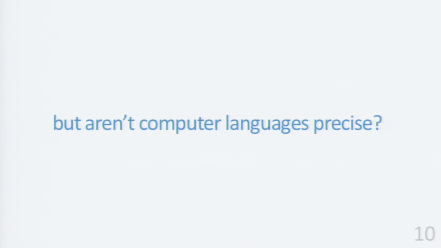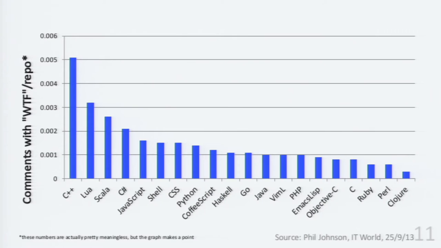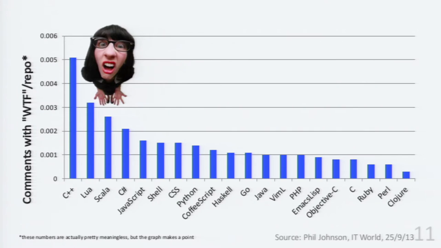Well, part of the problem here is that we have programming languages that are difficult to understand. Here are the comments with the keyword WTF in them from a survey of repos for languages. And our friend at the top there, of course, says C++. Lots of WTF questions about C++. Lua, oh boy, Scala. C#, JavaScript, and then on down. So, what's going on? What can we do? Well, let's do a little programming. A little bit of JavaScript for you.